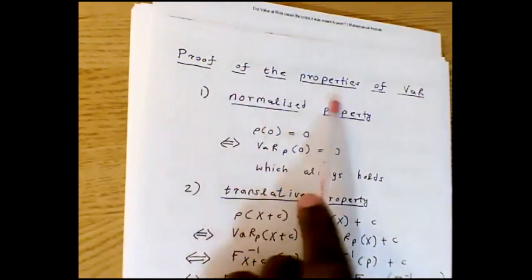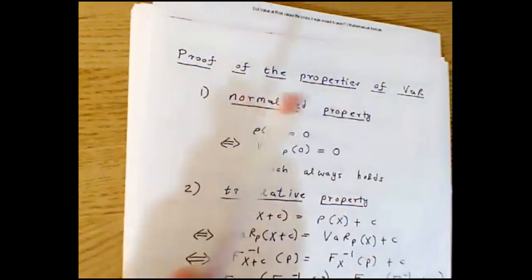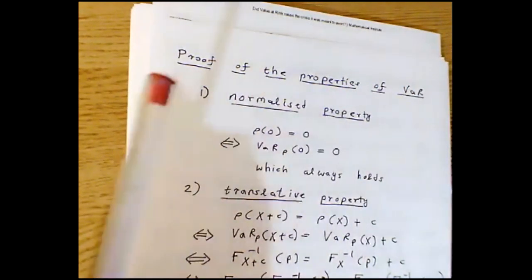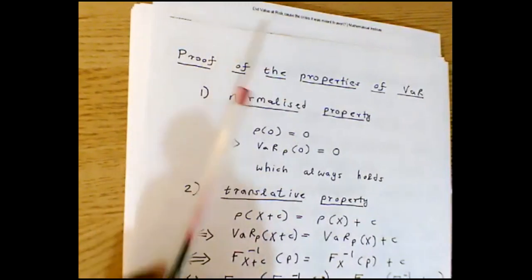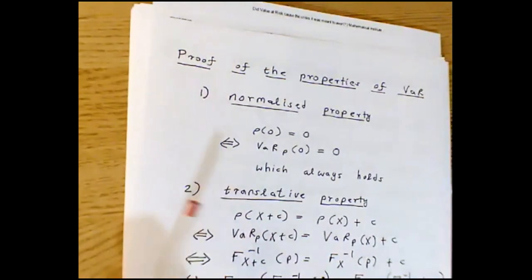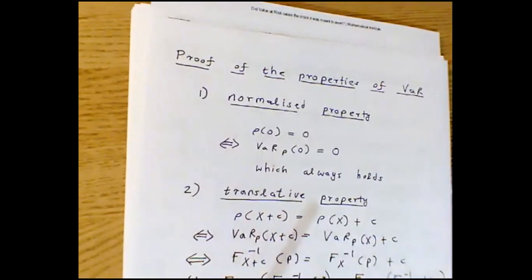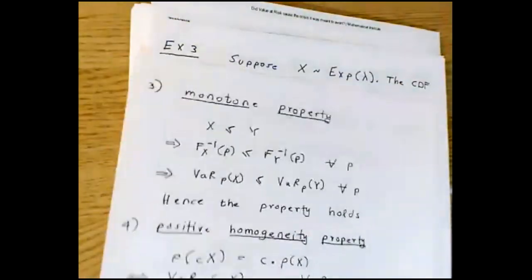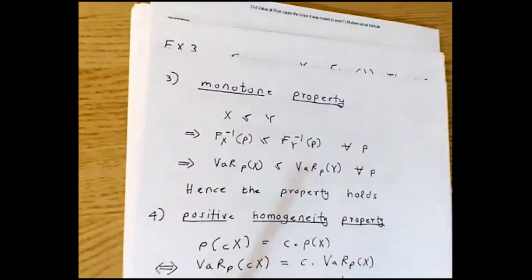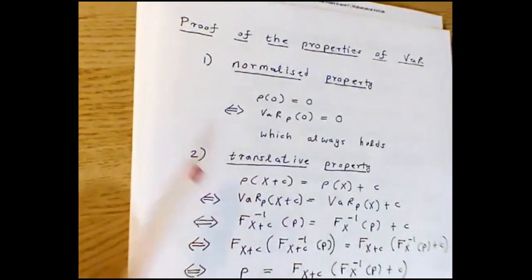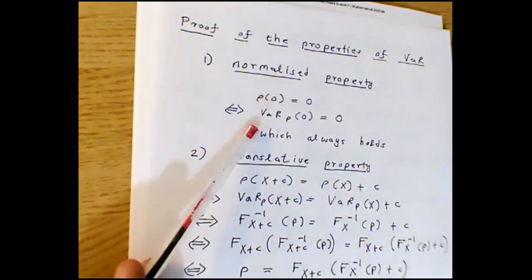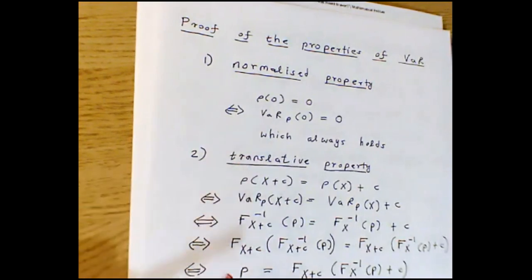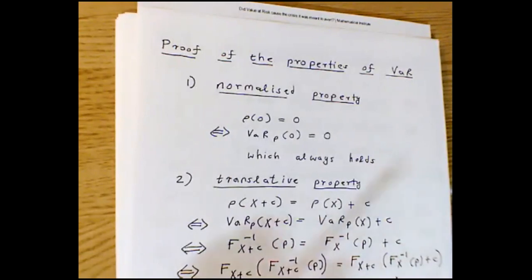This is where I proved the properties of VaR. Remember, VaR satisfies the first four of the five properties. It satisfies the normalized property, the translated property, and the other two are the monotonic property and the positive homogeneity property. These are the proofs for each case. Here I have proved the normalized property, here I have proved the translated property, and so on. So please have a look at these proofs.